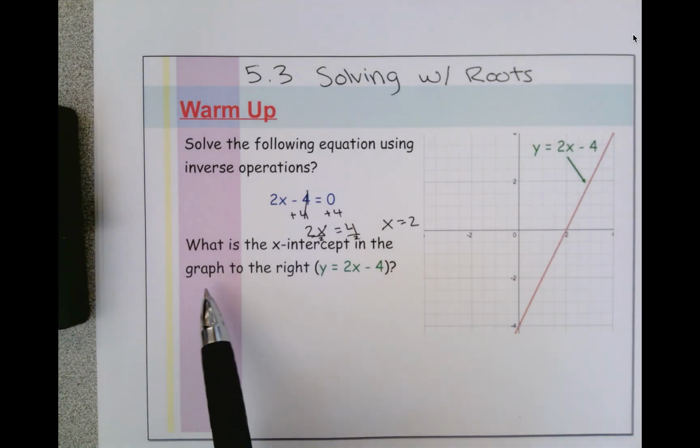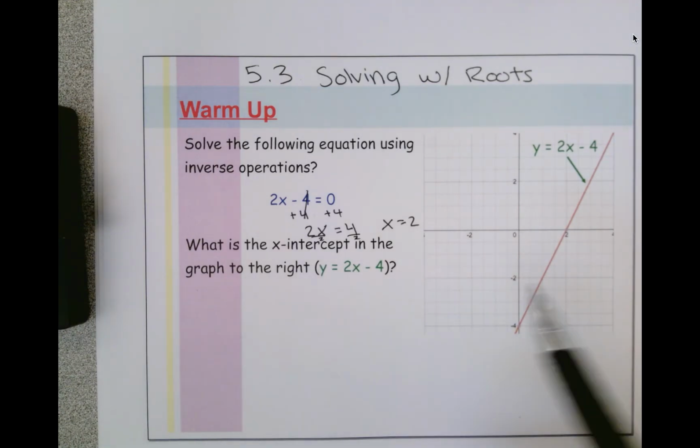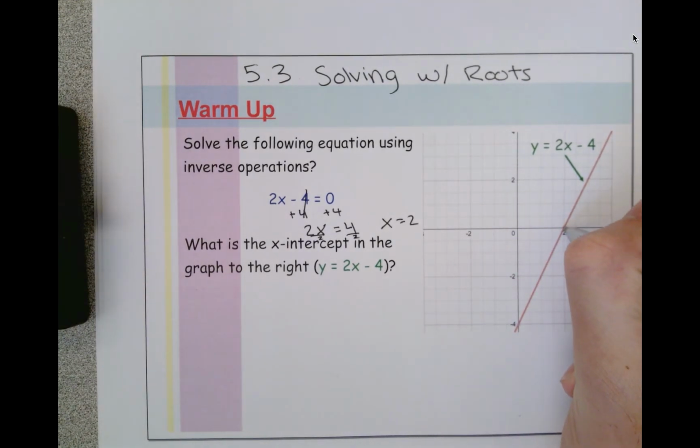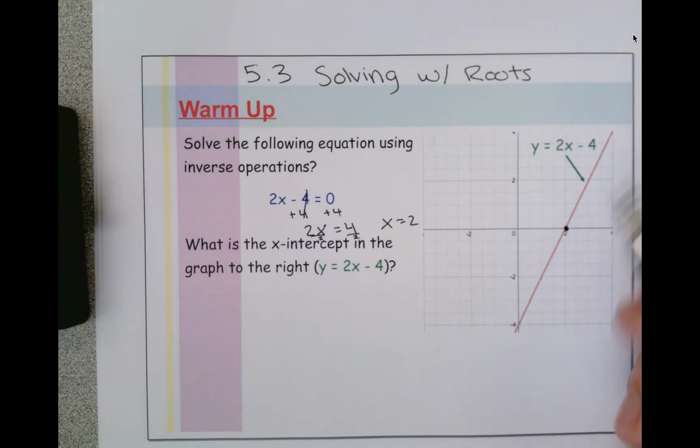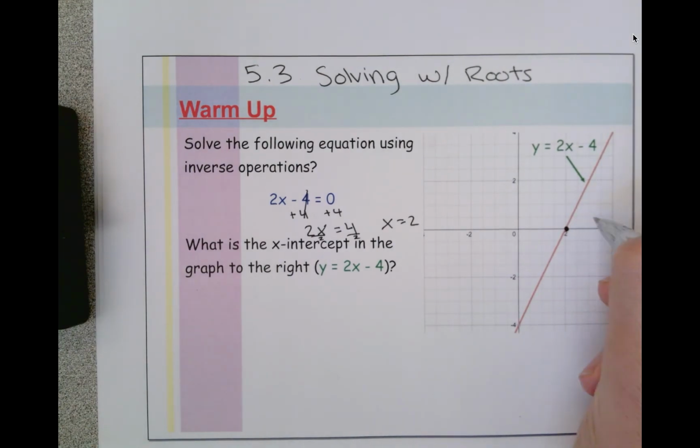Now, the second question. What is the x-intercept in the graph to the right? So if I look at this, the x-intercept is this point right here. It's where my graph intercepts the x-axis. It would be at the point 2, 0.